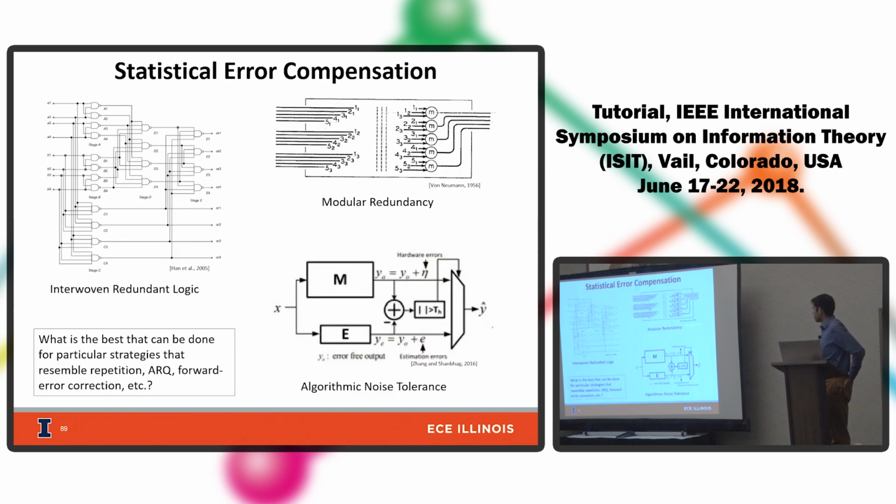Extensions of modular redundancy, interwoven redundant logic, which goes back to quadded logic by Tryon, algorithmic noise tolerance, which I'll focus on here. And the basic question here is what can be done for these particular strategies that resemble repetition in one case, or ARQ, or forward error correction. Right? So can we do a kind of communication theory style analysis?